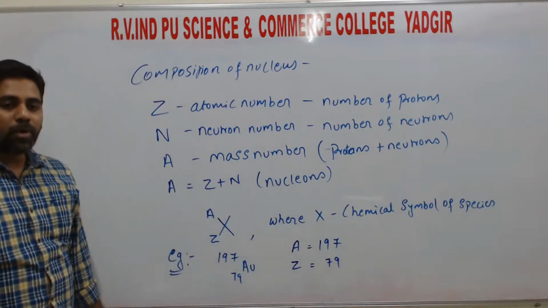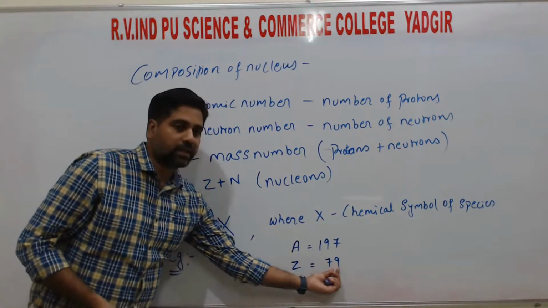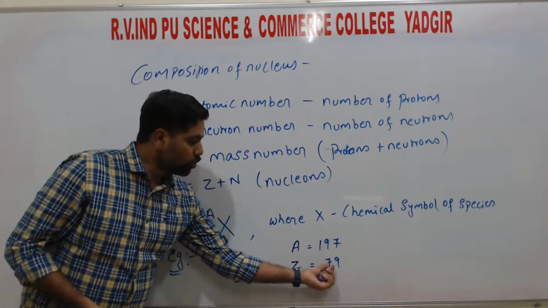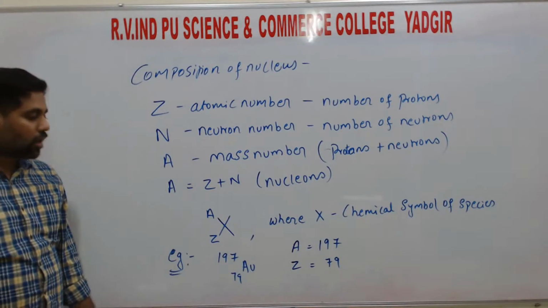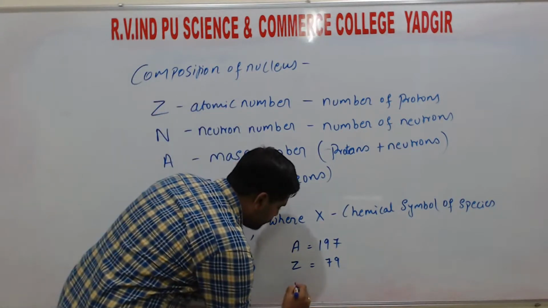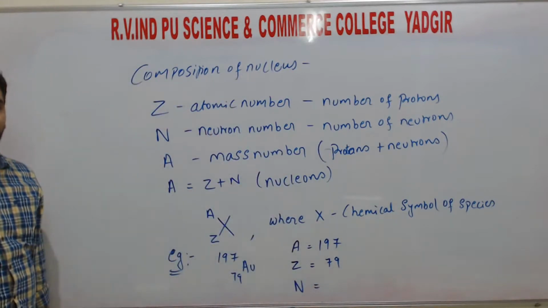That means the number of protons present in the gold nucleus is how many? That is 79 protons present in the gold nucleus, right? So now we need to find N, that means the number of neutrons present in the gold nucleus.